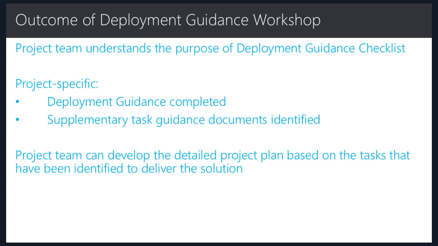And also when the project team has identified all of the supplementary task guidance documents, be that SOF assets or other reference documents. And when the project team is able to develop the detailed project plan based on the tasks that have been identified to deliver the solution as part of the customized deployment guidance checklist. So this is when you can expand the tasks in the checklist to multiple activities or multiple tasks within the work stream when you're developing the work breakdown structure.